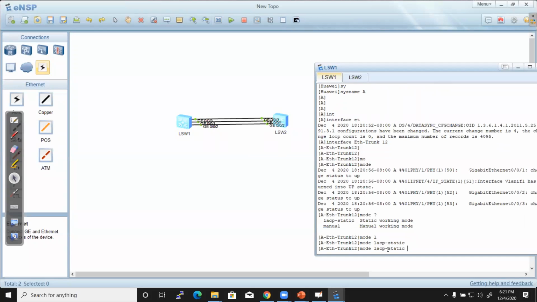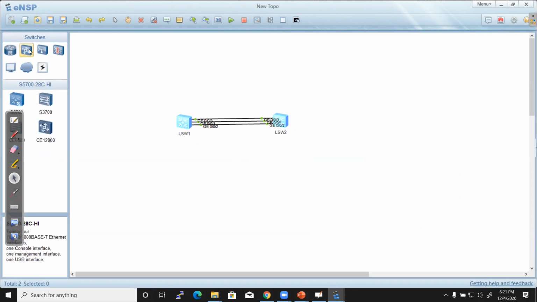Again, this model is not supporting LACP. You guys can see LACP static. Again, this is static. So I need to try on the other switch to see if this model supports LACP or not.